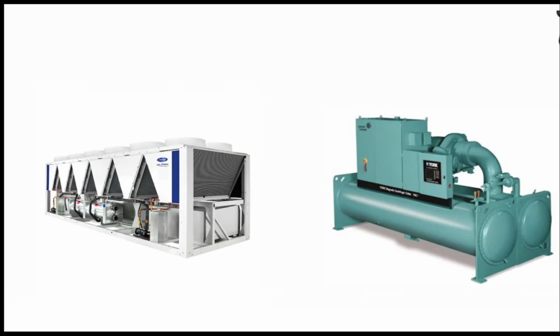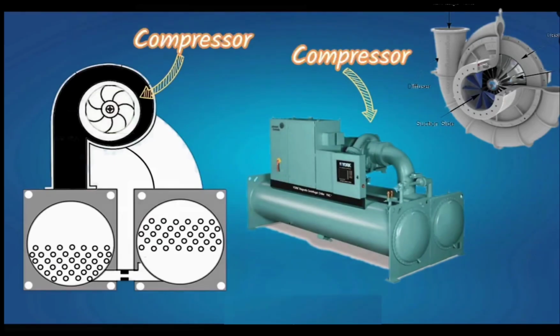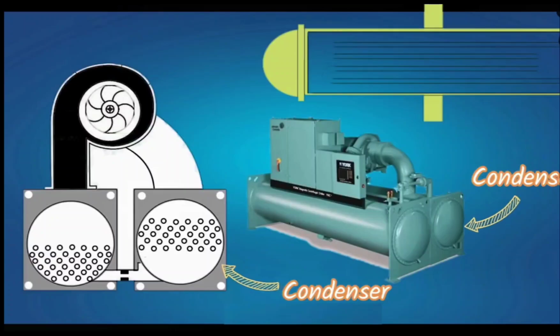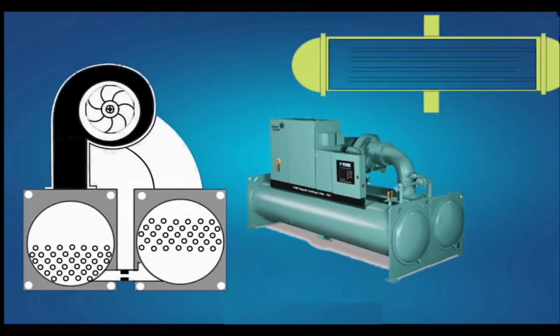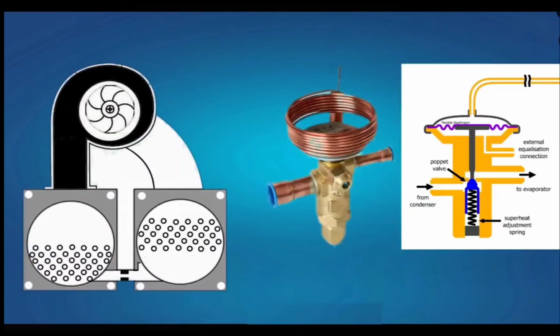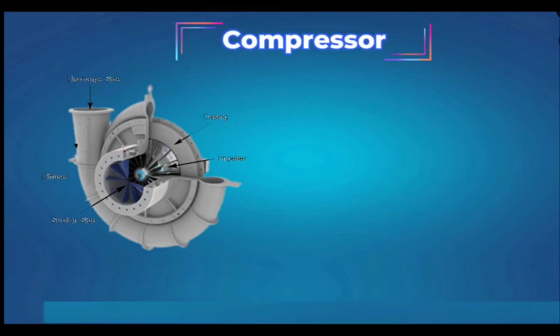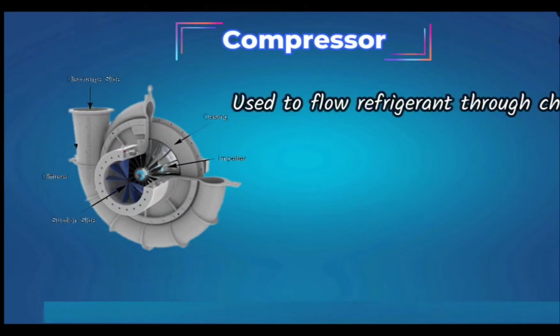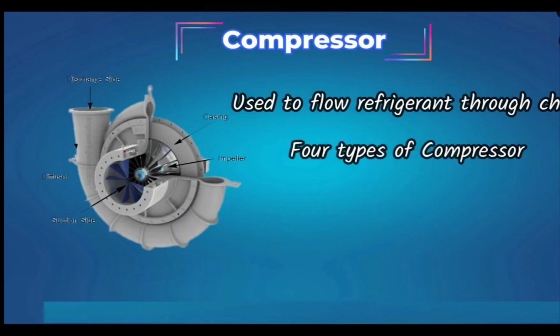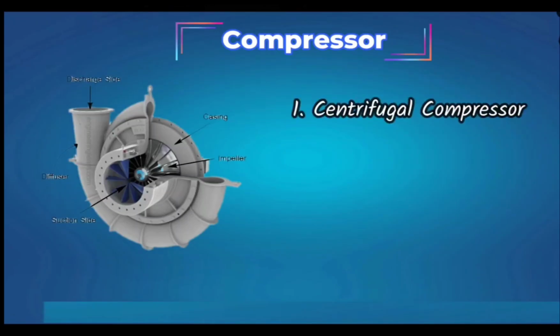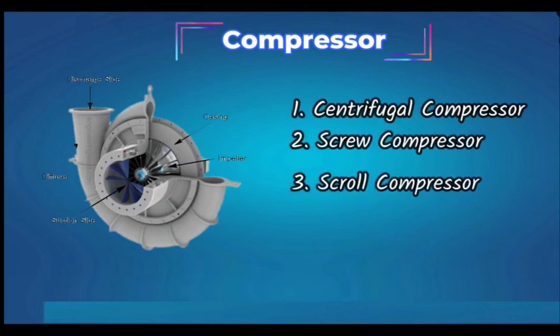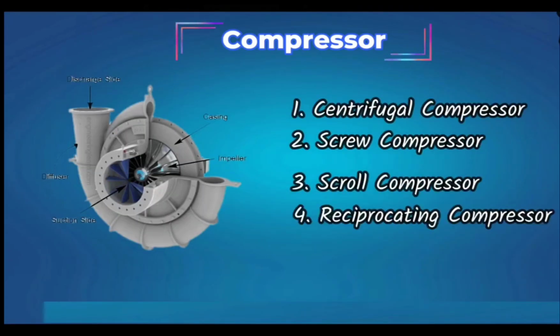Now, let's see the main components of the chiller: compressor, condenser, evaporator, and expansion valve. The compressor is an important component in the chiller. It is used to make the refrigerant flow throughout the chiller. Commonly, there are four types of compressors. They are the centrifugal compressor, screw compressor, scroll compressor, and reciprocating compressor.